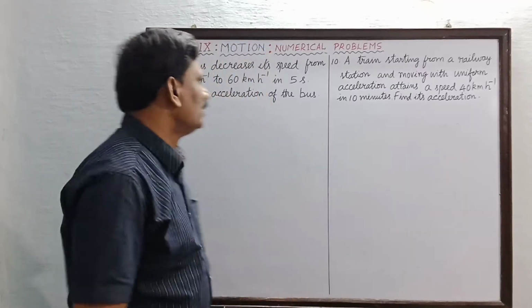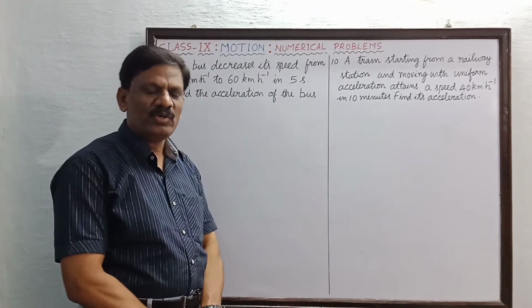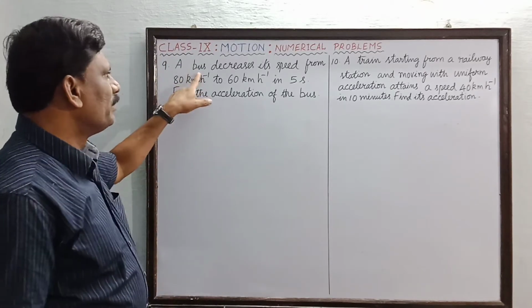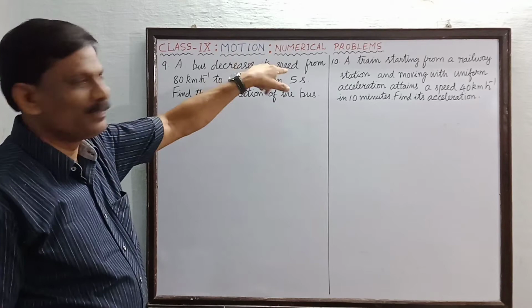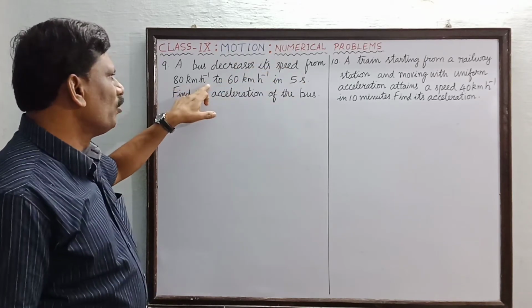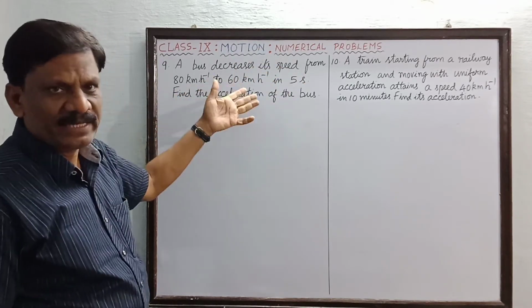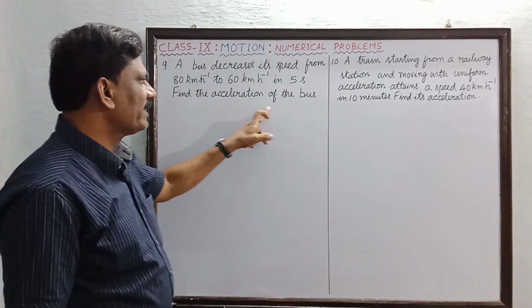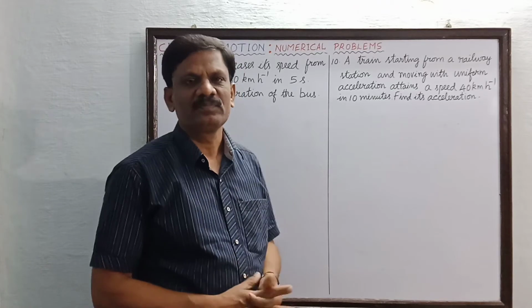Hi students. Now we are going to solve two numerical problems. First, problem number 9. A bus decreases its speed from 80 km per hour to 60 km per hour in 5 seconds. Find the acceleration of the bus.